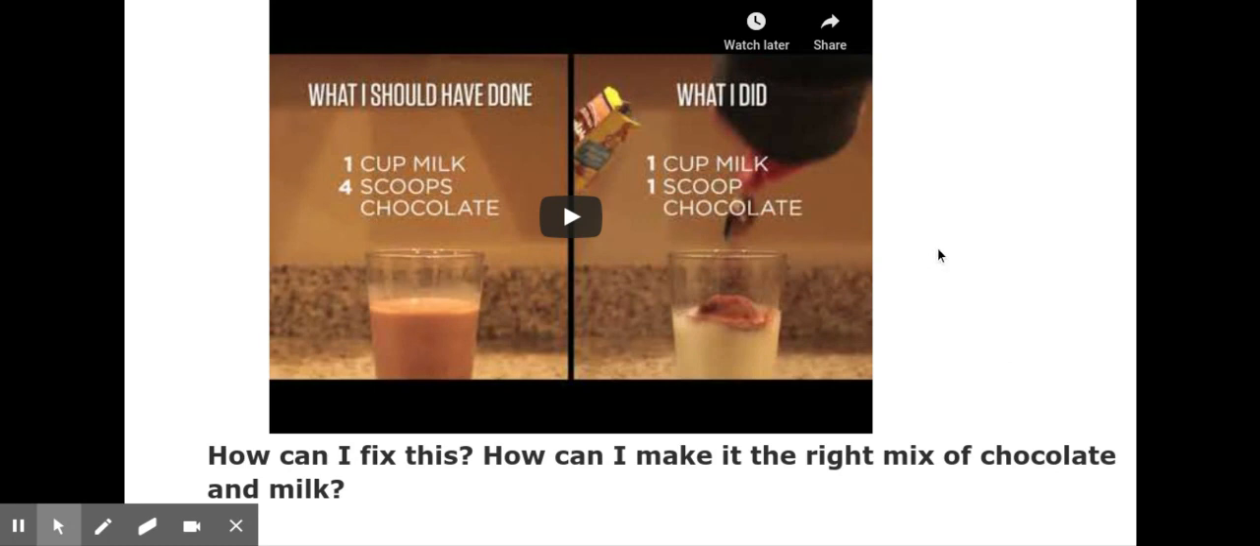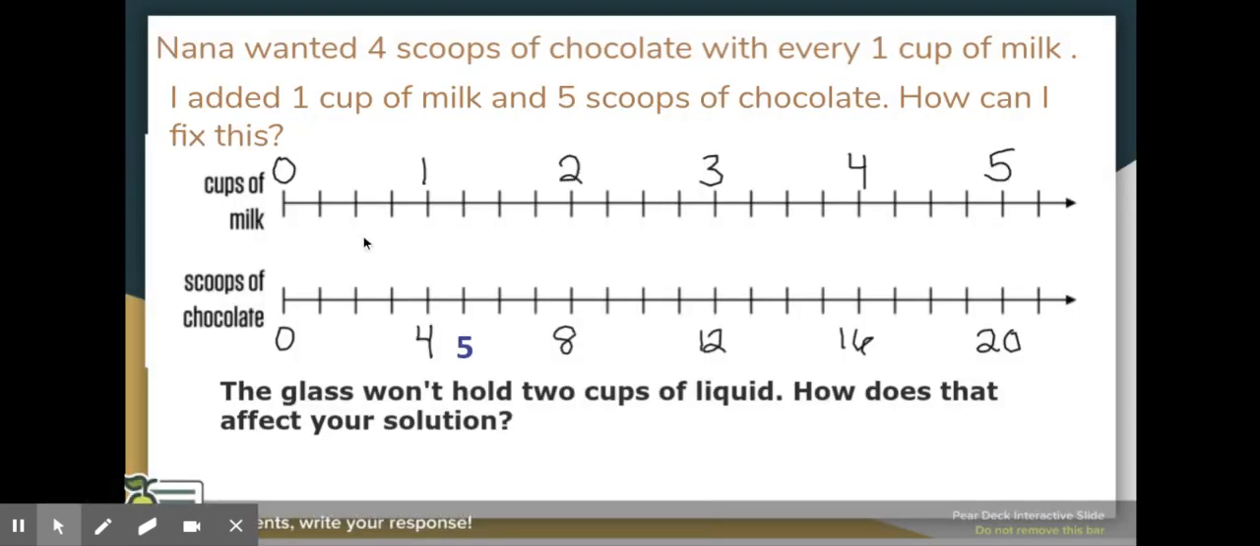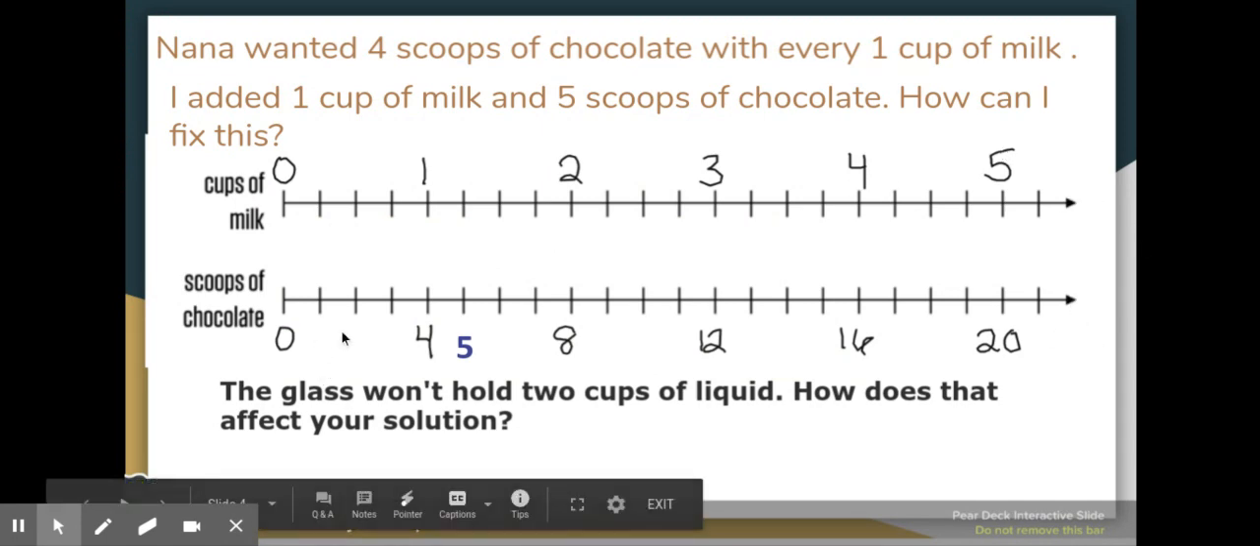And I asked you how he could fix his recipe, right? So Nana likes her chocolate milk with the right amount of chocolatiness. She has to have 1 cup of milk with every 4 scoops of chocolate. He accidentally added an extra scoop. So a lot of you gave really good answers for what we could do. I had you fill out a double number line to help you with the ratios.